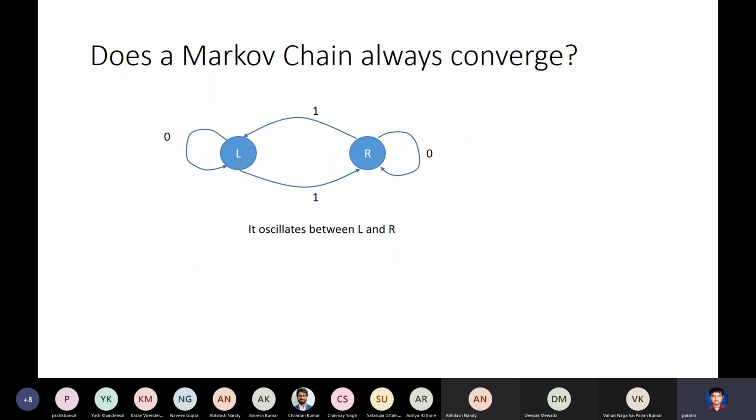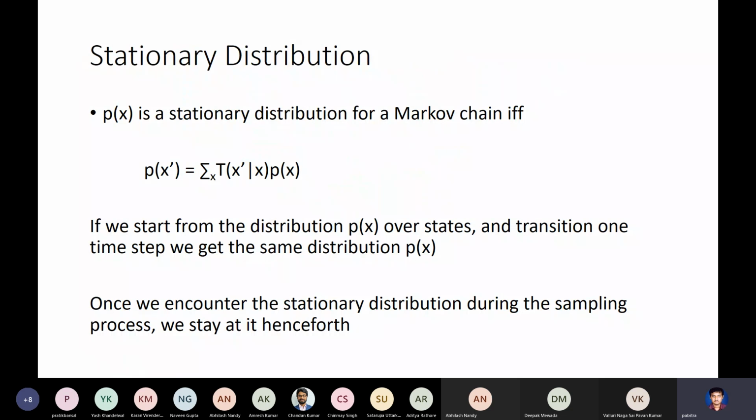Okay, so now the question is, does a Markov chain always converge? Here is an example of a Markov chain which doesn't converge. It always oscillates. However long you simulate it, you will see that it will be an oscillation between L and R and L and R. But most of the Markov chains do actually converge. We'll see when. But let us see what is the meaning of this convergence. Px being a converging distribution, we call it a stationary distribution of a Markov chain. The meaning of stationary, I think, is clear.